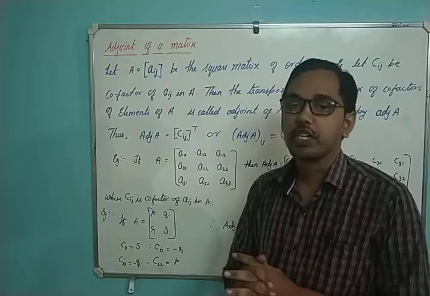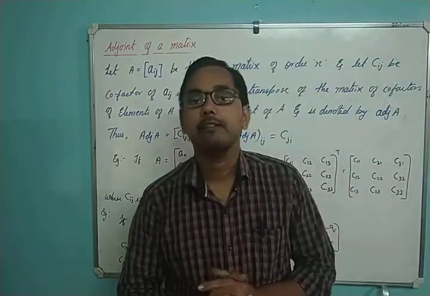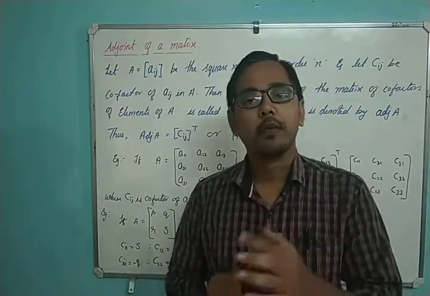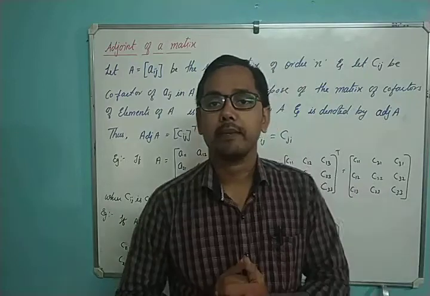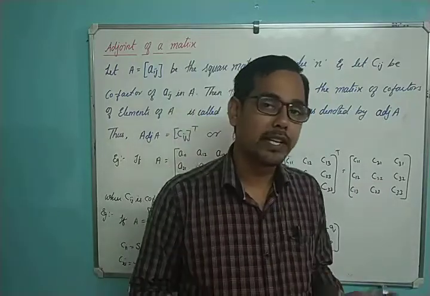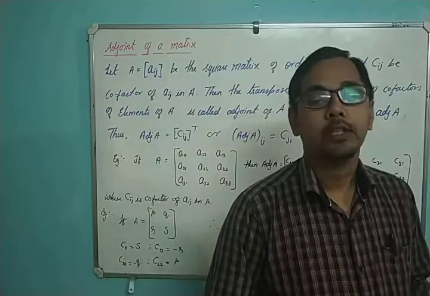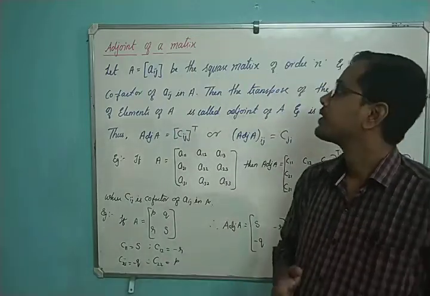But here in today's session, I am going to tell you the trick which will be helpful for your JEE or any competitive exam. Within 10 to 15 seconds, you will be able to find the adjoint A. Once adjoint A is there, then it is very easy for you to find A inverse. So without wasting time, let's start today's concept.